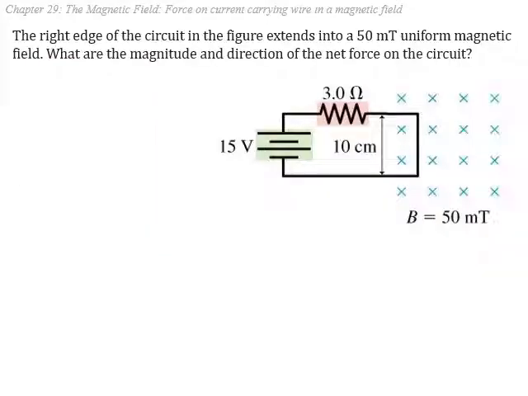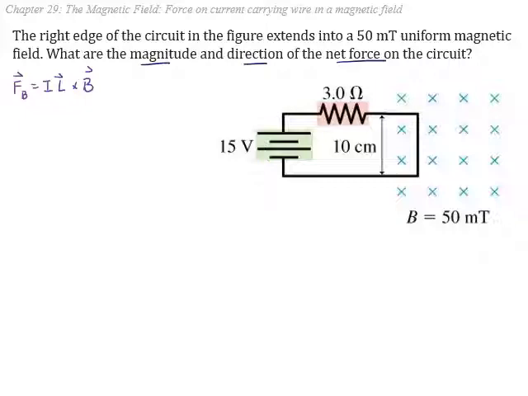So in this example, we have a simple circuit. We've got a 3 ohm resistor attached to a 15-volt battery, and the right end of the circuit extends into a place where there's a magnetic field of 50 milliteslas pointing into the page. What are the magnitude and the direction of the net force on the circuit? Well, our equation for magnetic force on a current carrying wire, F equals I L cross B. That's what we'll use to figure this out.